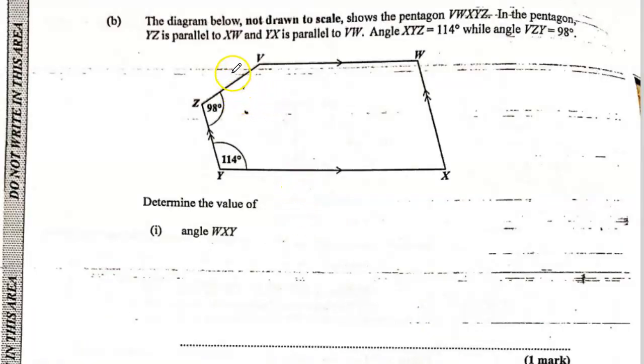Now in part B, we are given a diagram, not drawn to scale, VWXYZ. We are told that side YZ is parallel to XW, and we are also told that YX is parallel to VW, and we are given some angles here, 98 and 114. So this is 114, this is 98. We're asked to determine the size of angle WXY. That's this angle, WXY.